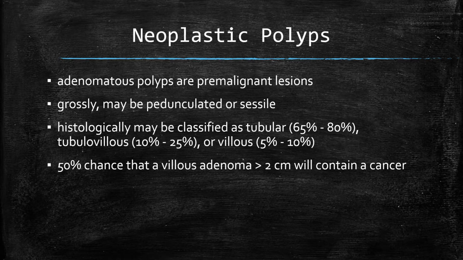Grossly, they may be pedunculated or sessile, and histologically, they may be classified as tubular, which is the most common variant, tubulovillous, or villous adenomas, which are least common. Villous adenomas are the ones that we worry about the most, since there's a 50% chance that a villous adenoma that is greater than 2 centimeters will contain a focus of invasive cancer.